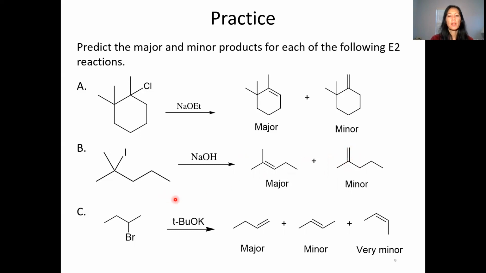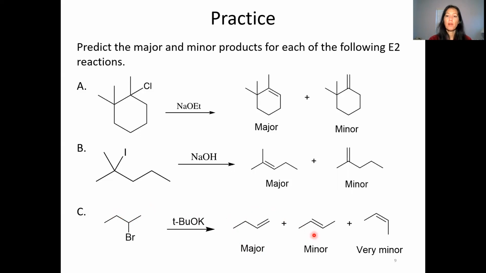Okay, the last one, what's key to look at is that you have a bulky base. In this case, you actually do want to form the more substituted alkene, but you can't get in there. This base is too bulky, so you can only pick off the more outside, less sterically hindered beta hydrogens off of this carbon. So you end up with this 1-butene as your major product. The minor product would be the trans alkene, the internal alkene here, the Zaitsev product.